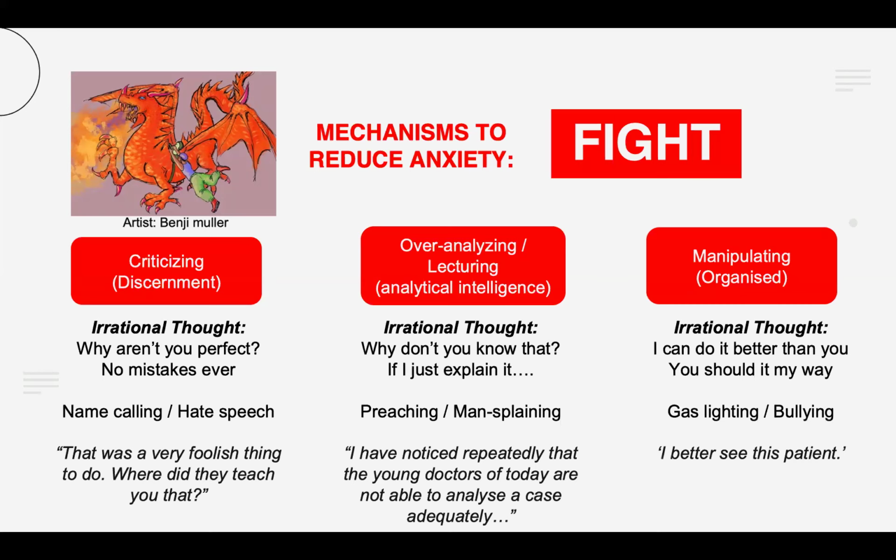And then, of course, manipulating or organizing. So those of us who love making Excel sheets and organizing our own lives very well might start organizing everybody else's lives when they are feeling stressed. I'm sure you all have moms who go into control freak mode when things are going wrong. And gaslighting is a good example of this kind of behavior. And of course, all kinds of bullying that we are seeing.